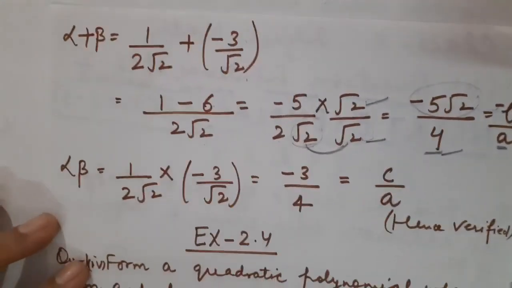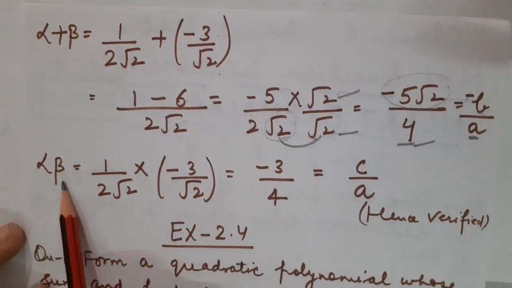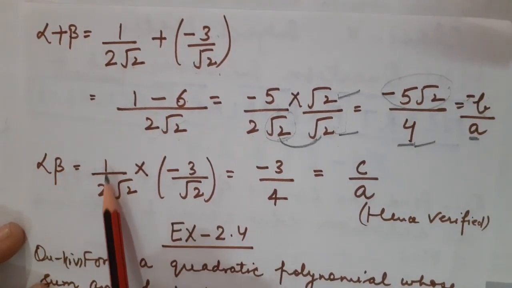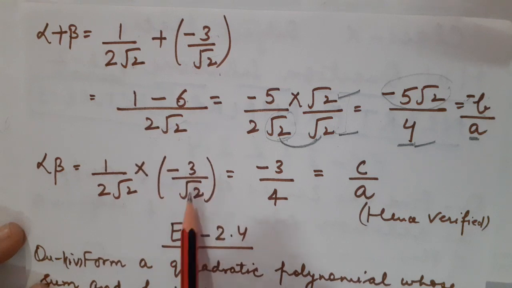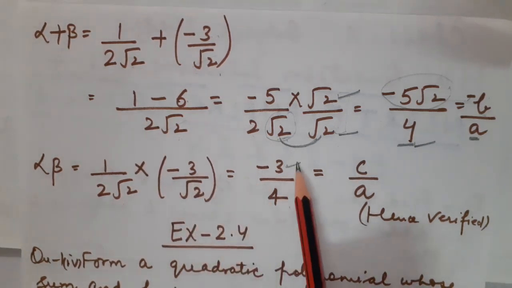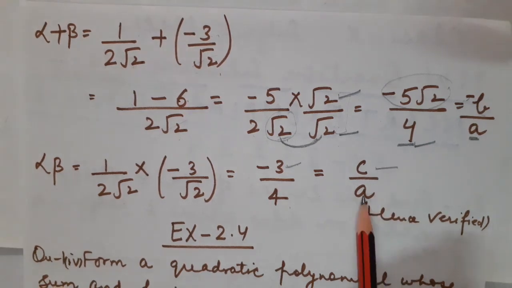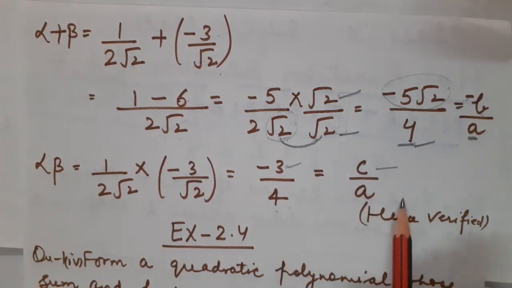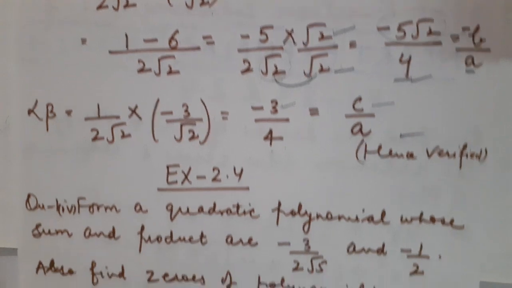Fine, children. Now let us switch to alpha into beta, that is product of the zeros. 1 upon 2 root 2 into minus 3 upon root 2. So you have got minus 3 upon 4. And what was minus 3? That was c. And what is a? That is 4. So hence verified.